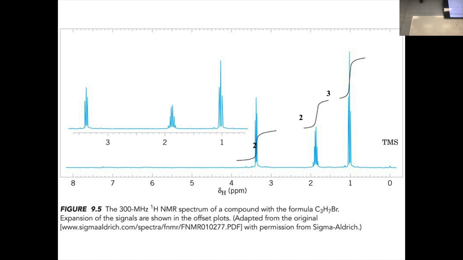Just, there's the integrations. I forgot to pop that up. So it's 2 to 2 to 3. The integration.